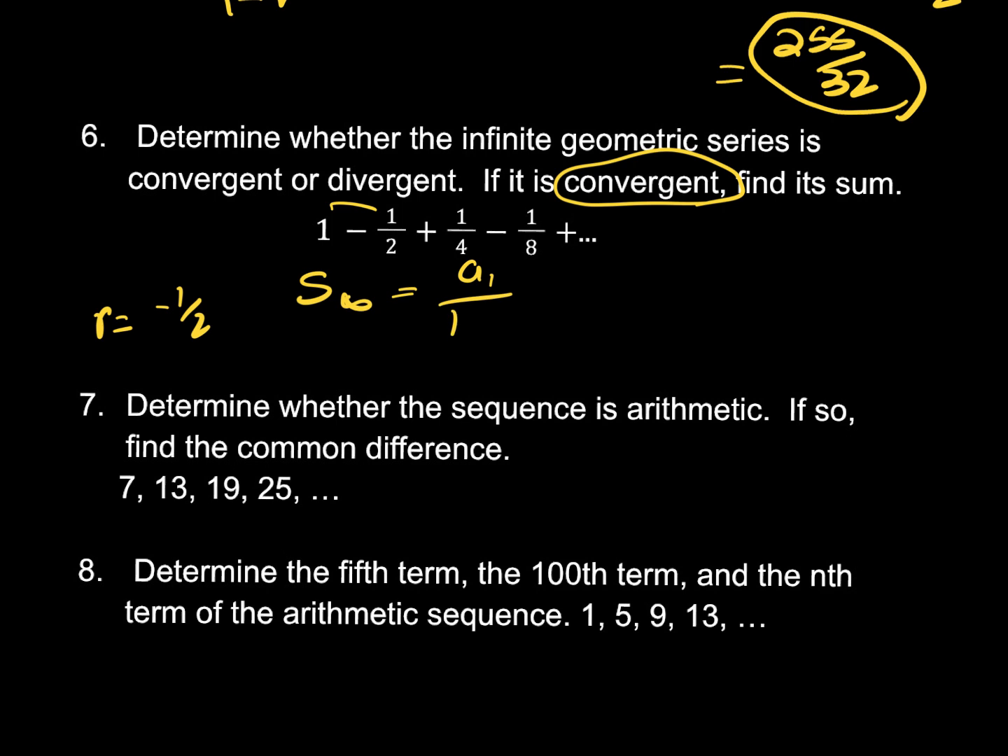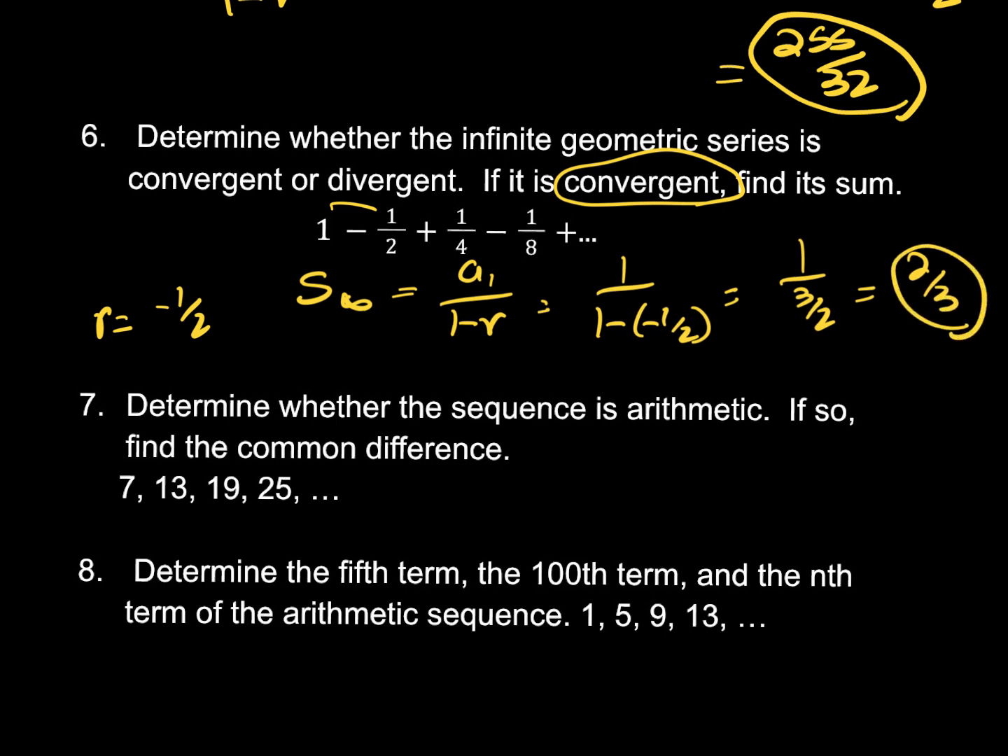So the sum formula for this one is an infinite sum. You do the first term over 1 minus r. The first term is 1. I'm doing 1 minus -1/2, which is really 1 plus 1/2, which is 3/2. And 1 over anything is the reciprocal at the bottom. It's just 2/3. That's the sum. That's what it converges to.